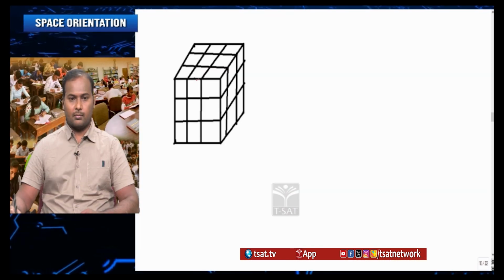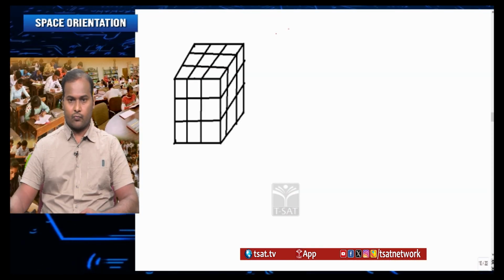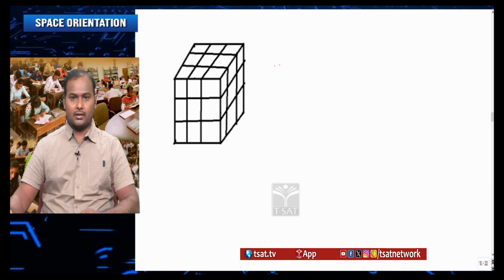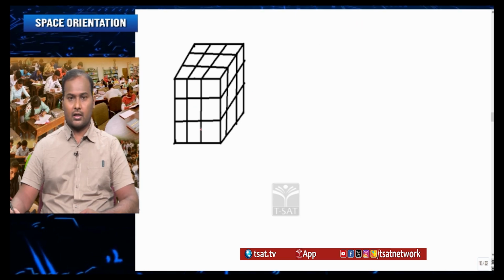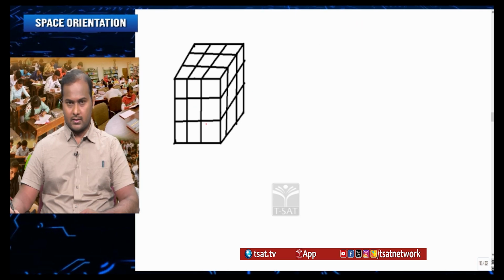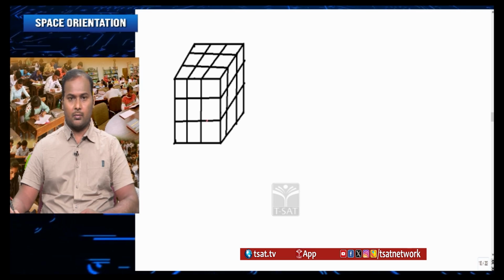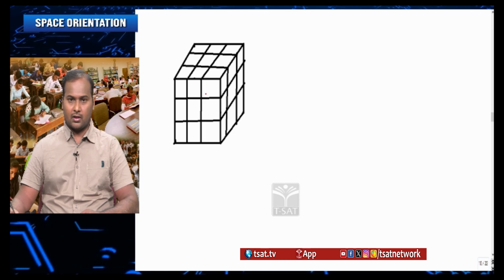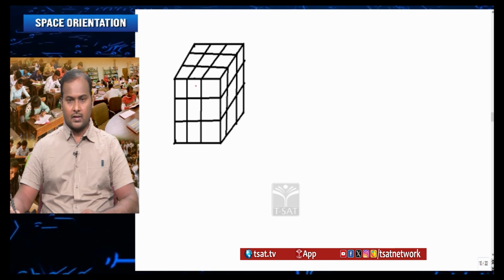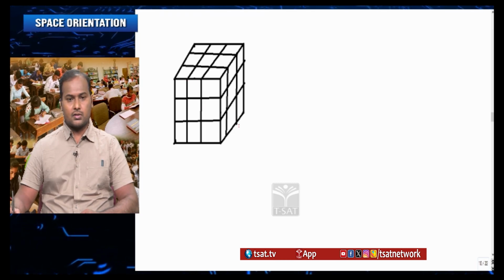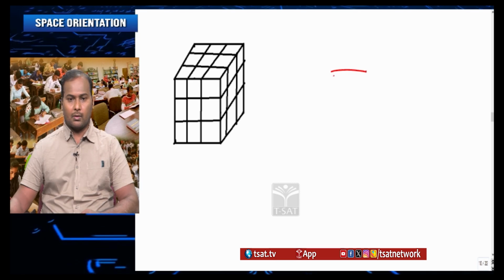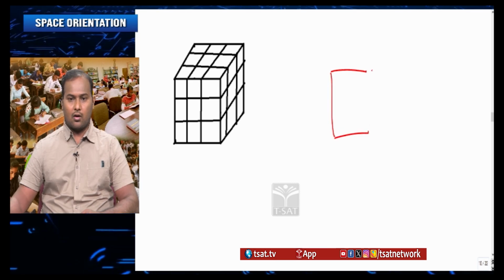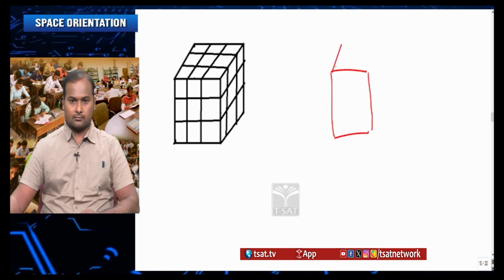See here, the question will generally be: a cube of side 3 centimeters is cut into 1 centimeter size. How many small cubes are formed? So this kind of question may be asked. Or see here, whenever you see a cube, you need to remember that a cube always has 6 faces.